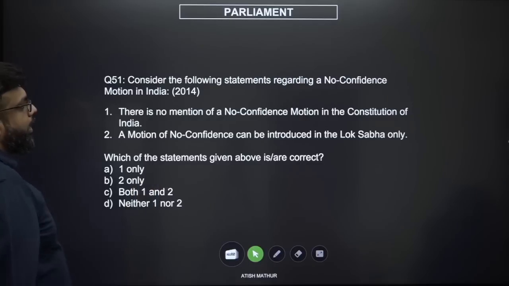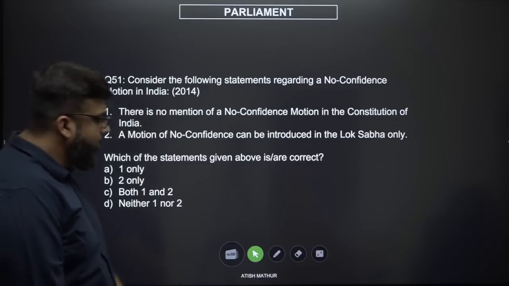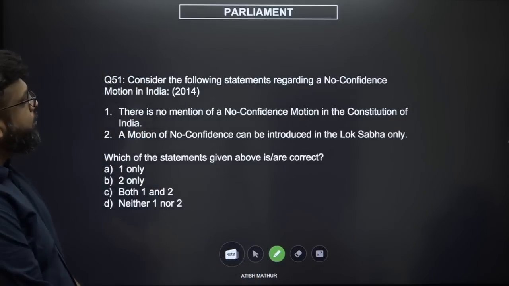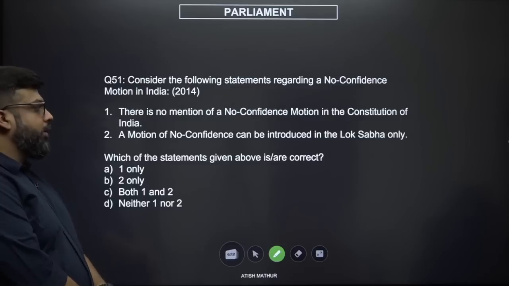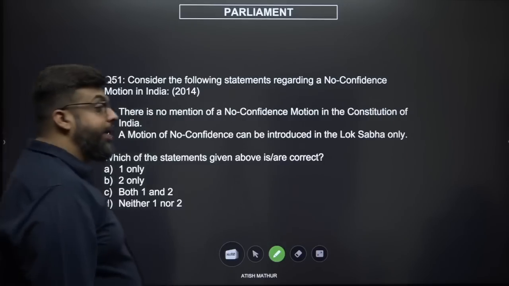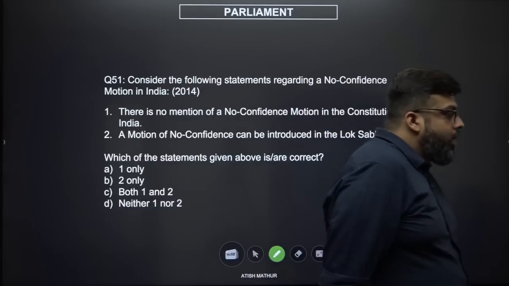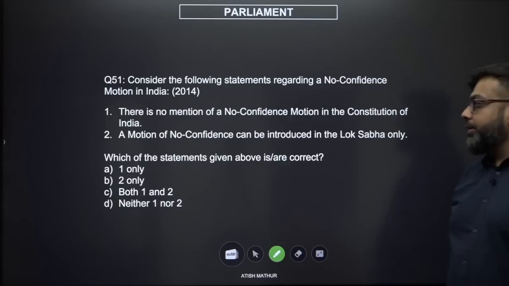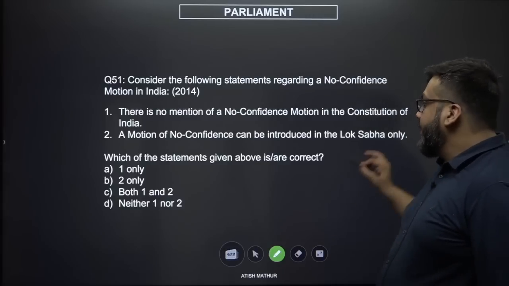Consider the following statements regarding a no confidence motion. There is no mention of a no confidence motion in the Constitution of India. A motion of no confidence can only and only be introduced in the Lok Sabha. Very good question actually. A motion of no confidence can be introduced in the Lok Sabha. That is absolutely, undeniably correct.